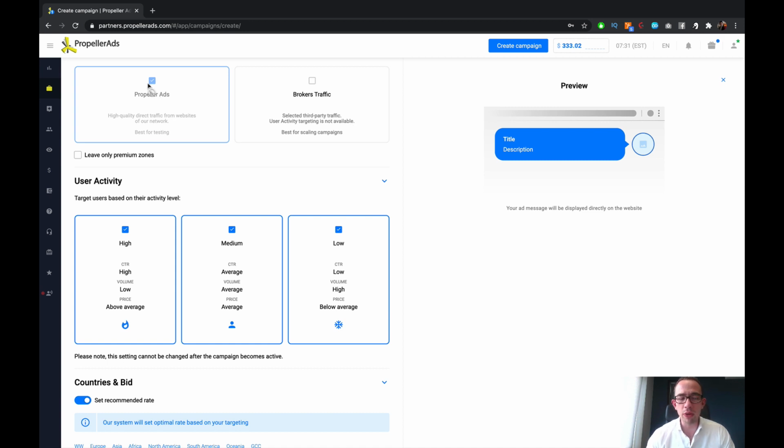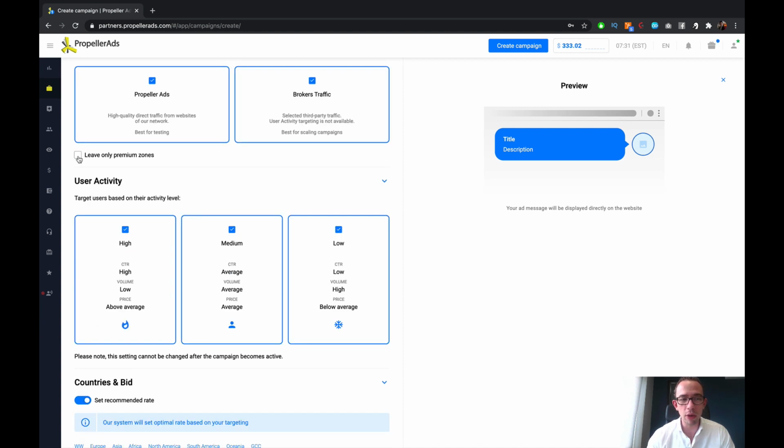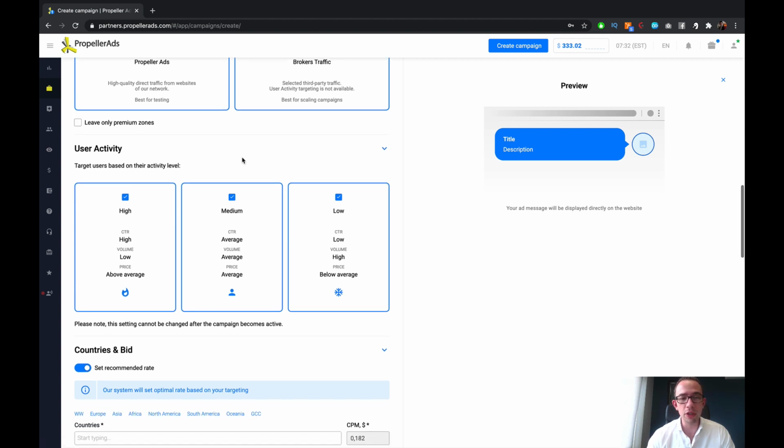Doesn't matter much, I always run PropellerAds. I never run brokerage traffic. You can also run only on premium sources, but I would not recommend this because it's quite expensive and I never do this, to be fair.